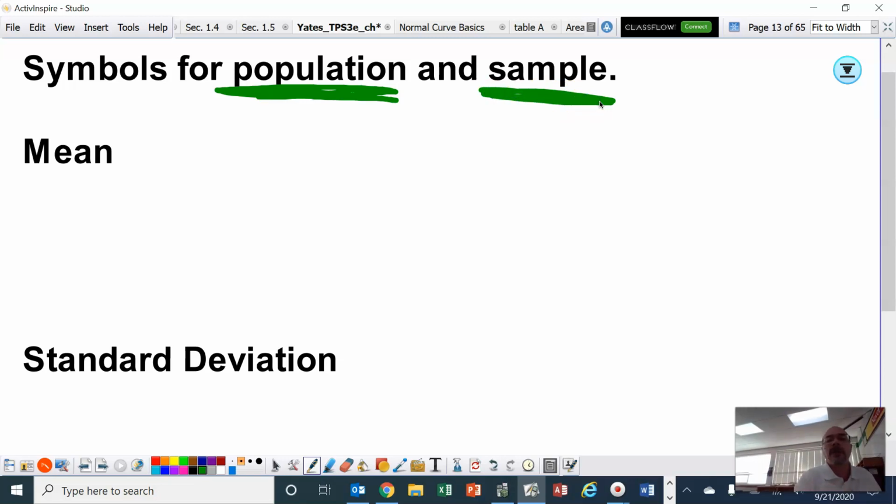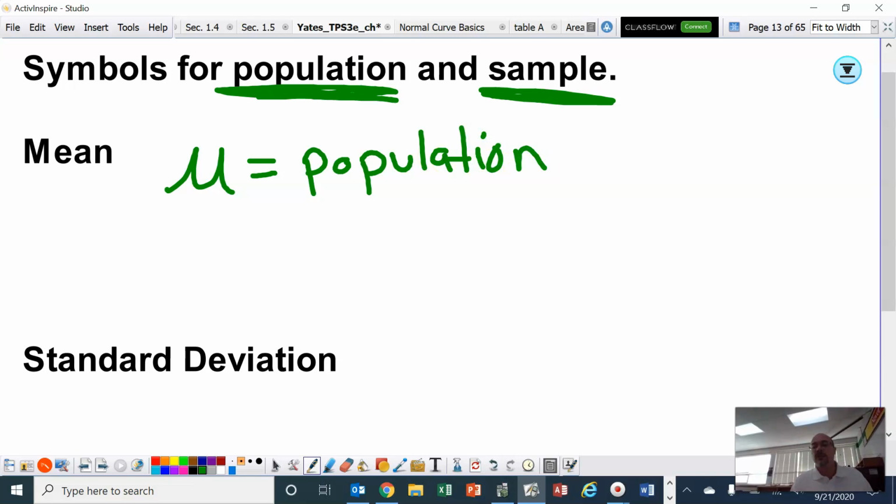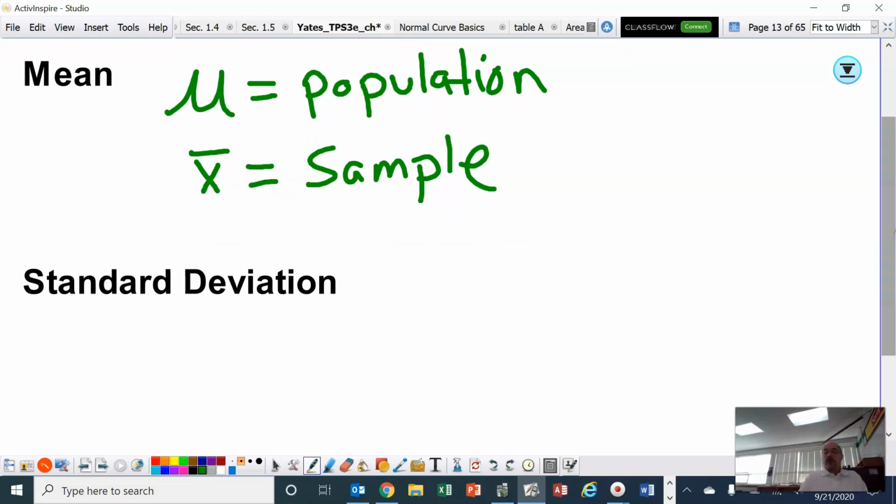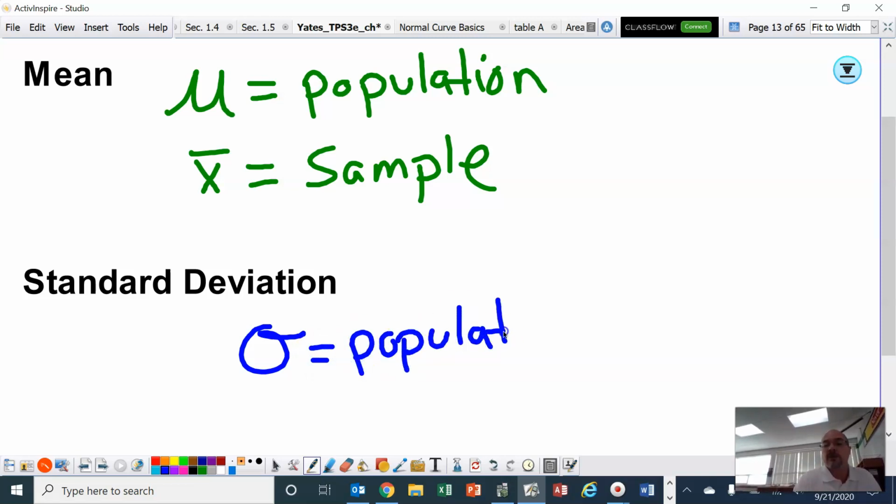Now the symbols. For a mean, Greek letter mu. That is the symbol that we're going to use for a population mean. So if we're talking about the population, that's the symbol we need to use. If we're talking about the sample, we're going to continue to use x bar. That is for your sample mean. Standard deviation, well, for the population, it is sigma, the Greek letter sigma. We use Greek letters to represent the populations. That is the symbol we're going to use for a standard deviation of the population.